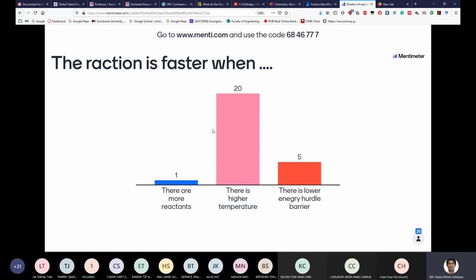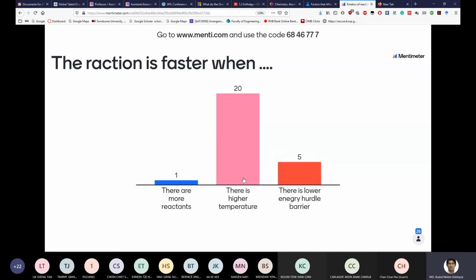All right, so the thing is, the reaction is faster when there are more reactants. More reactant does not mean that the concentration of the reactant is higher. So it cannot be correct.